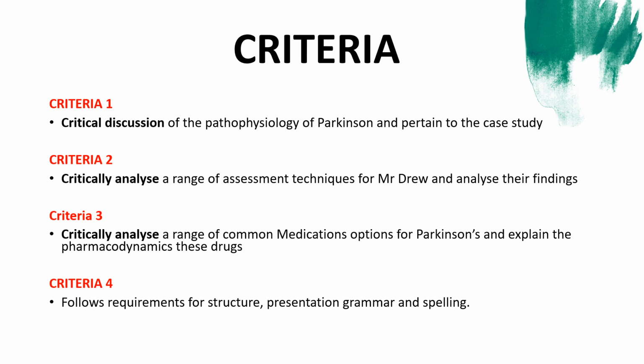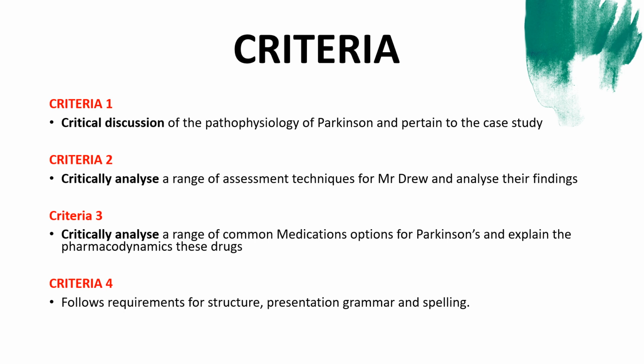In criteria 1, there's an expectation that the student will show a critical discussion of the pathophysiology of Parkinson's disease and pertain it to the case study. So, what does this mean? This means that first you would look at the critical discussion of the pathophysiology of Parkinson's disease in your essay and also link it to the signs and symptoms exhibited by the patient in the case study.